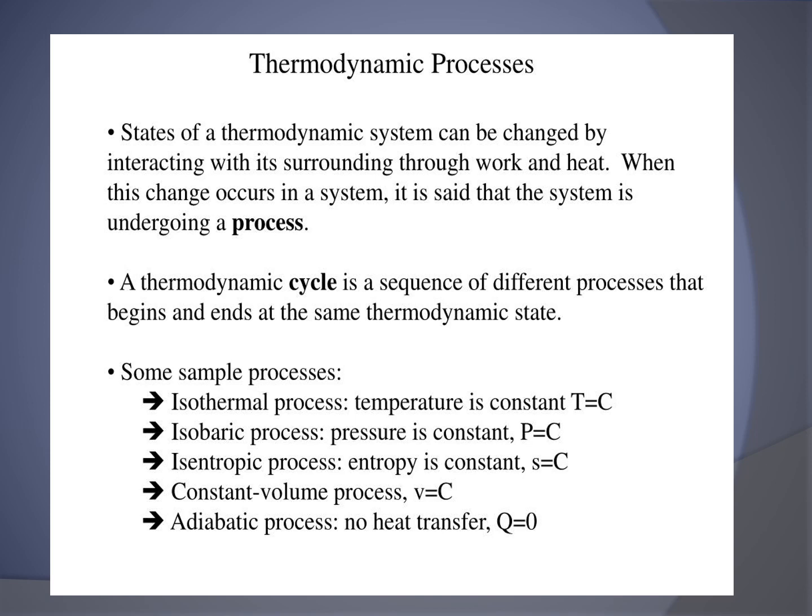So what is an isothermal process? An isothermal process is defined as one in which the temperature of the system remains constant. Remember, isothermal means temperature constant. Isothermal process means temperature is constant. Isobaric means pressure is constant. Isentropic means entropy is constant.